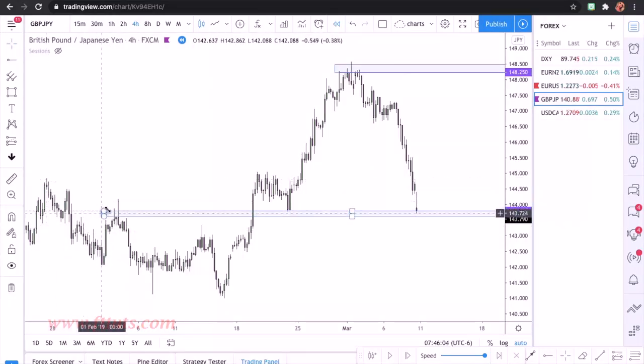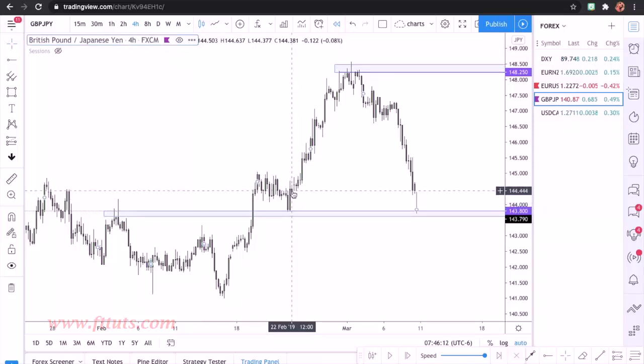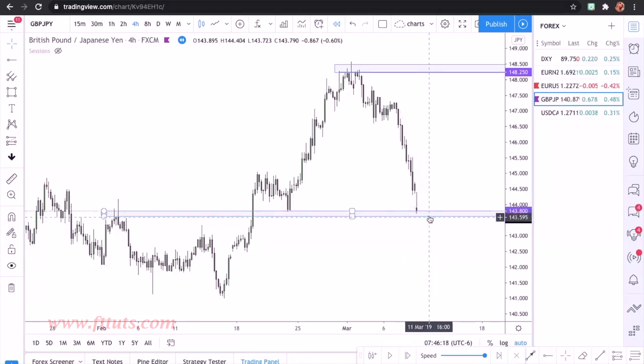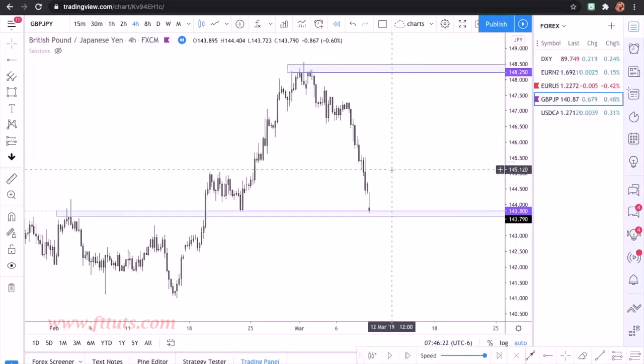So earlier on we had a test, and then we had a break, a test to this broken structure, and then we had a bullish close to continue up. Now we're coming back down once more to test. So if we test and respect this price, then we could see another movement up.